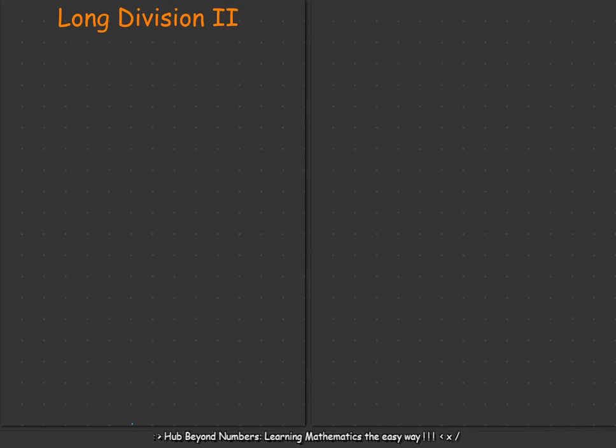In the previous lesson, we looked at what the quotient is, what the divisor is, and what the dividend is, as well as the remainder. So without much ado, let's quickly look into it.